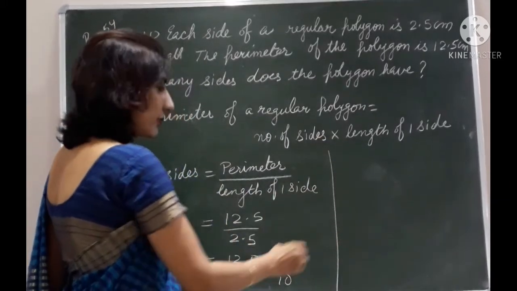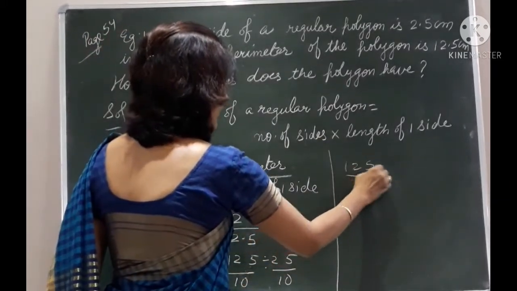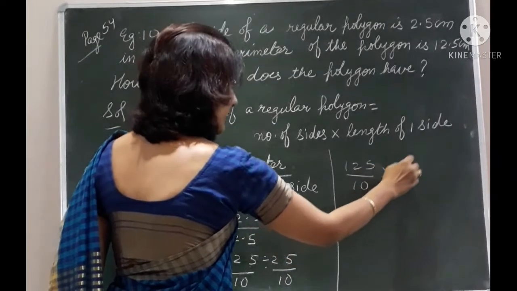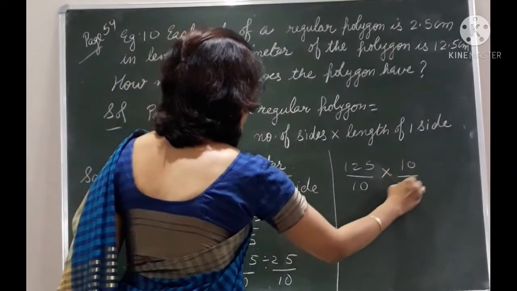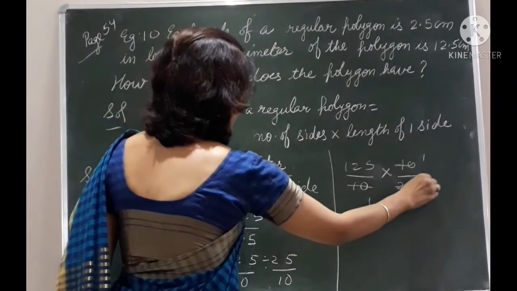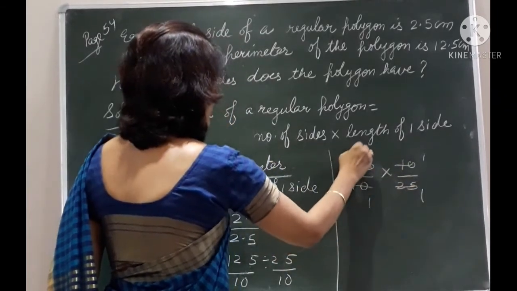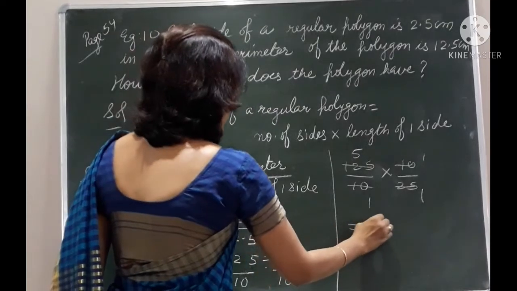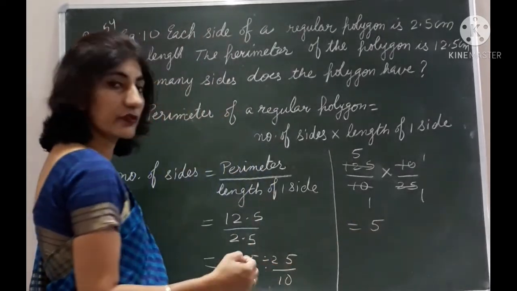Now fraction divided by another fraction. 125 by 10, division sign changes to multiplication. It will be 10 upon 25. Cancel. 10 ones are 10, 10 ones are 10, 25 ones are 25, 25 fives are 125. So the number of sides of the polygon is 5.